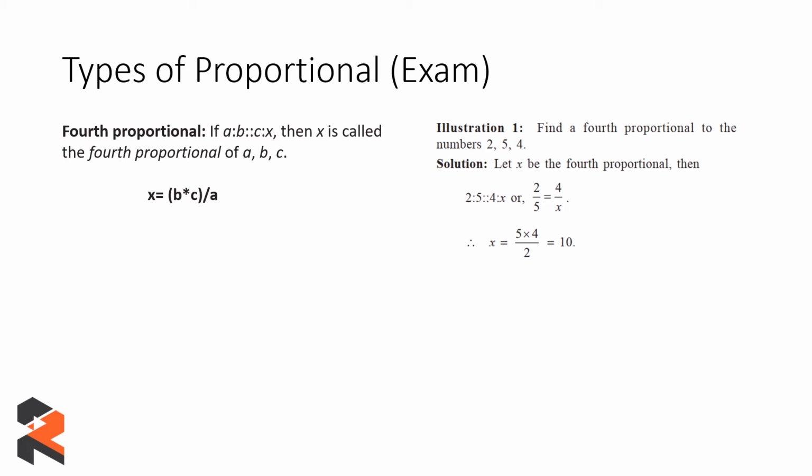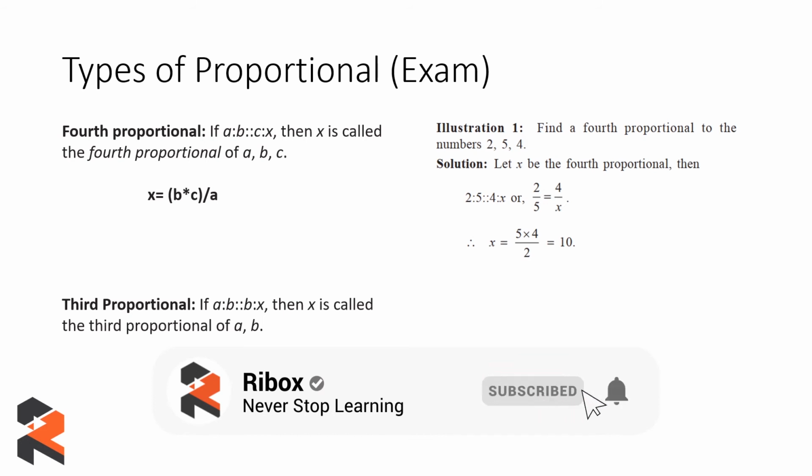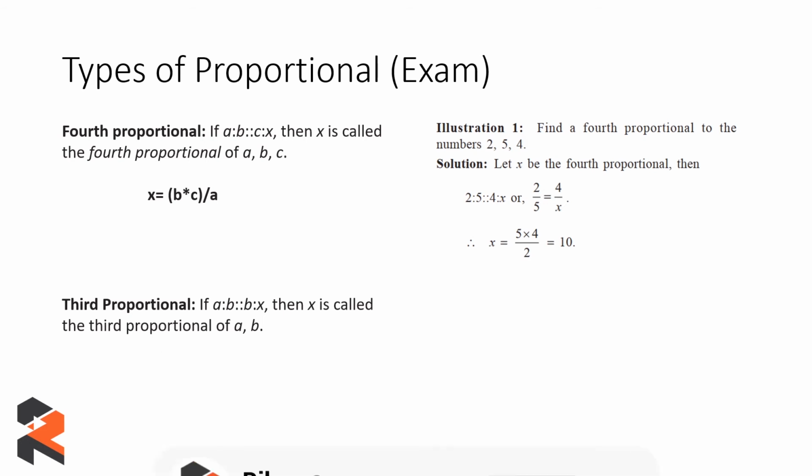Now let's look at what is a third proportional. If A is to B as B is to X is a given proportion, then X here is called the third proportional of A and B. Now obviously, if we are talking about a proportion, there has to be four terms at least, and as you can see here that A and B are already given, but B occurs twice, which means that the third term which remains in our proportion is nothing but the third proportional.